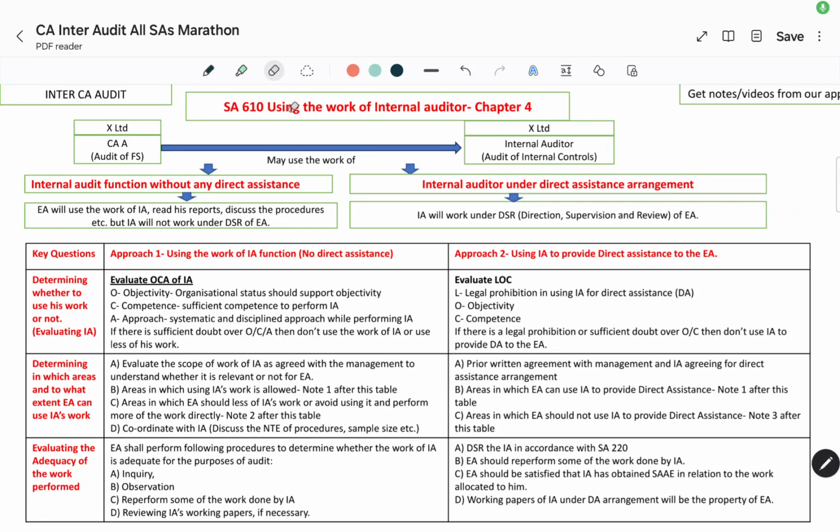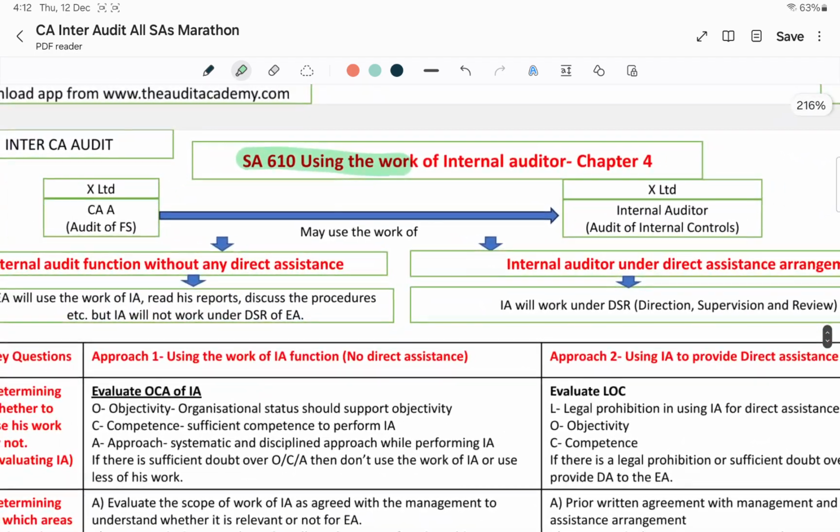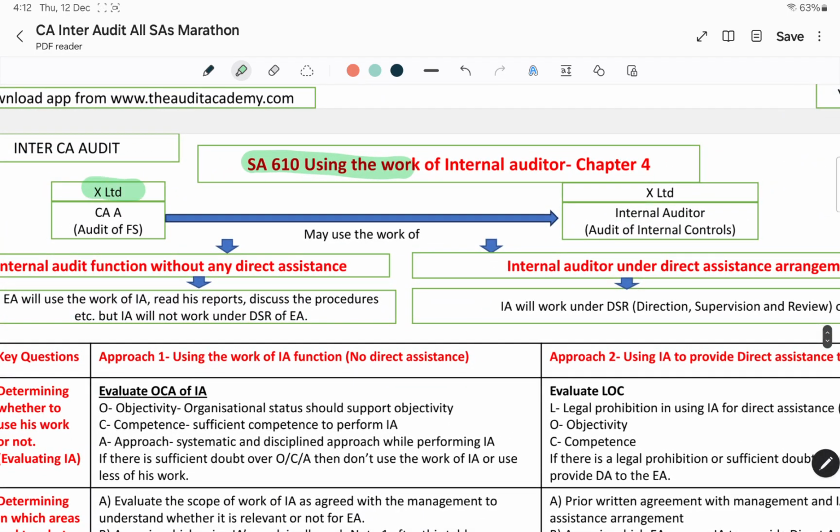The next essay which we are going to revise is essay 610, using the work of the internal auditor. Here, first, X Limited, CAA. X Limited is the company of which the audit is being conducted. X Limited has appointed CAA as a statutory auditor. And X Limited also has an internal auditor which audits the internal controls.